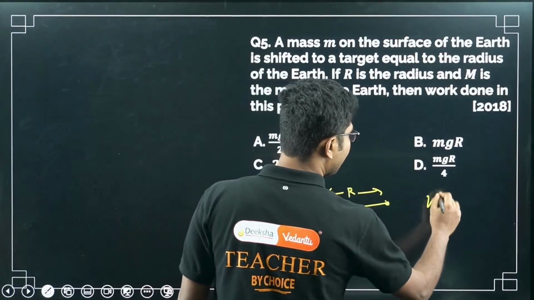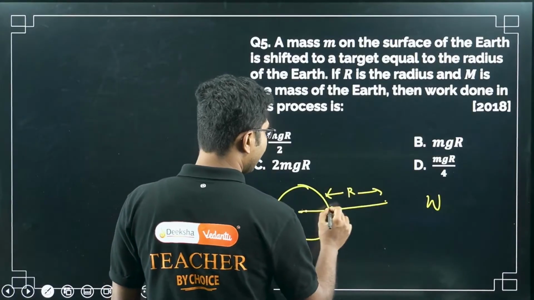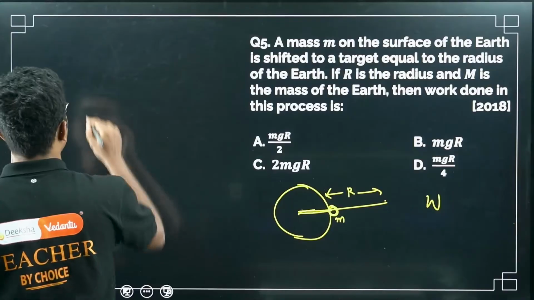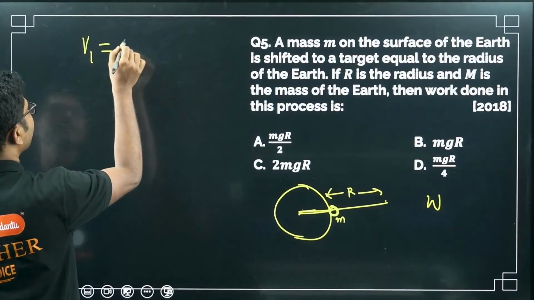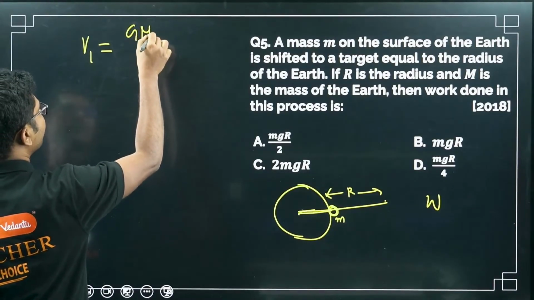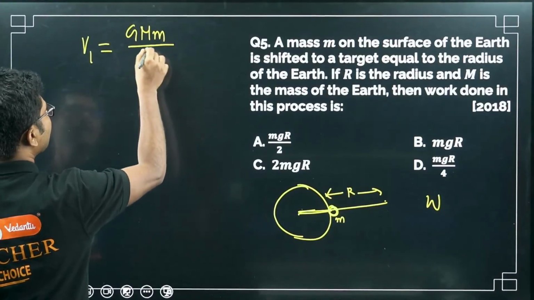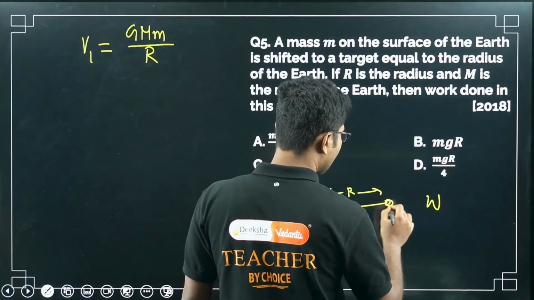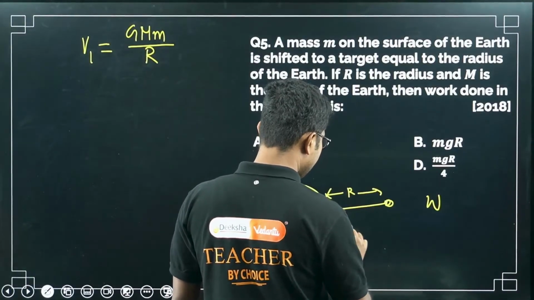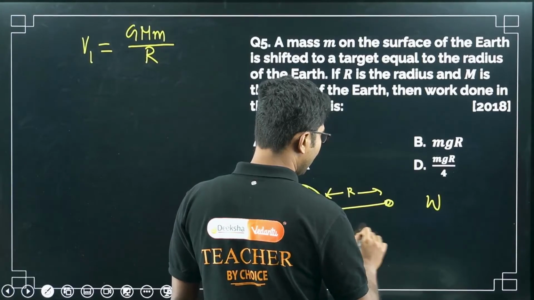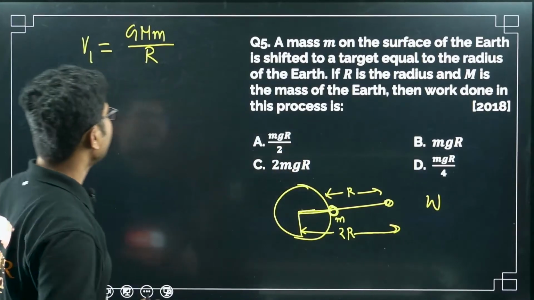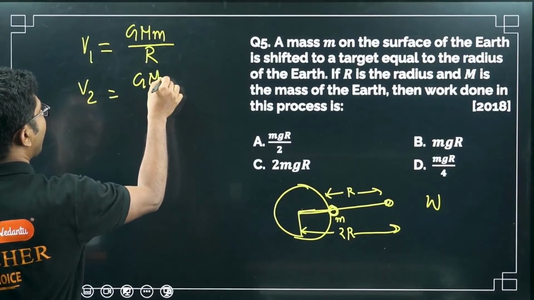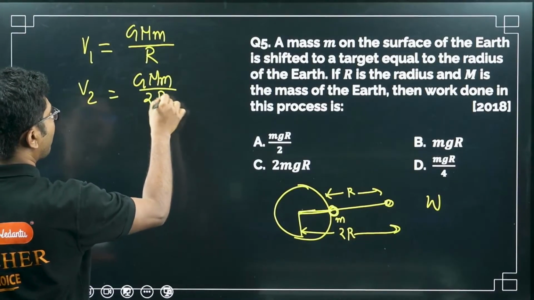So you are trying to calculate work done. Initially, when the mass is on the surface of the earth, what is the potential energy of the system? The potential energy of the system was GMm by r. This is the initial potential energy. Now when it reaches here, what is the potential energy? In this case, the distance increased to 2r. I solved this question yesterday. So V2 will be equal to GMm by 2r, right?